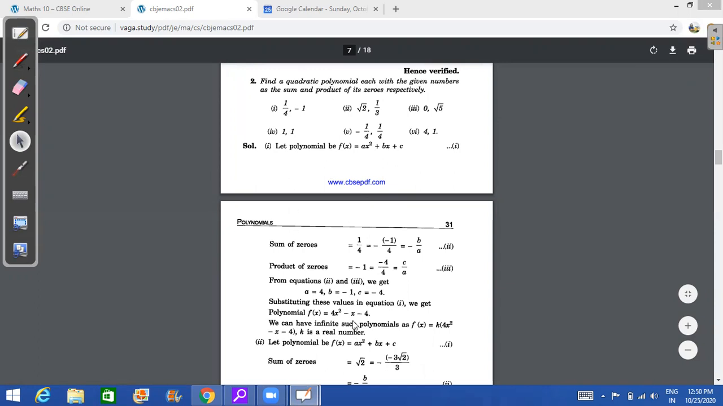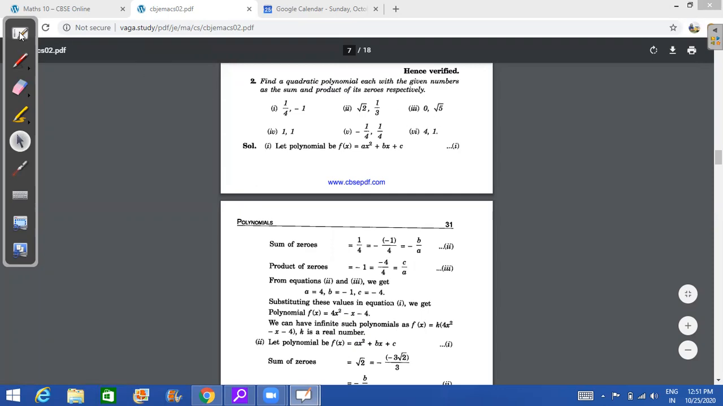So one polynomial. So this is one polynomial, right? But if you multiply this by 2 or 3 or 4 or 10, any real number, then also that will be a valid answer. So therefore, if they are asking you find quadratic polynomials, then probably you can write down k times 4x square minus x minus 4, where k is any real number. So all these questions are of the same type, sum and product, everything is given, so you can find out.